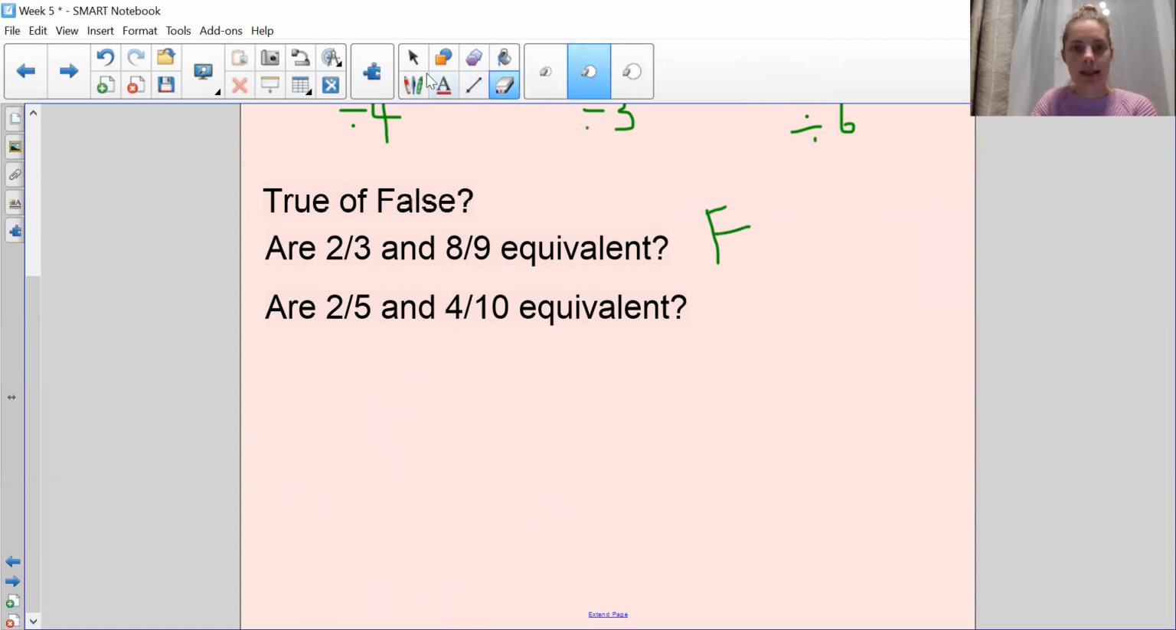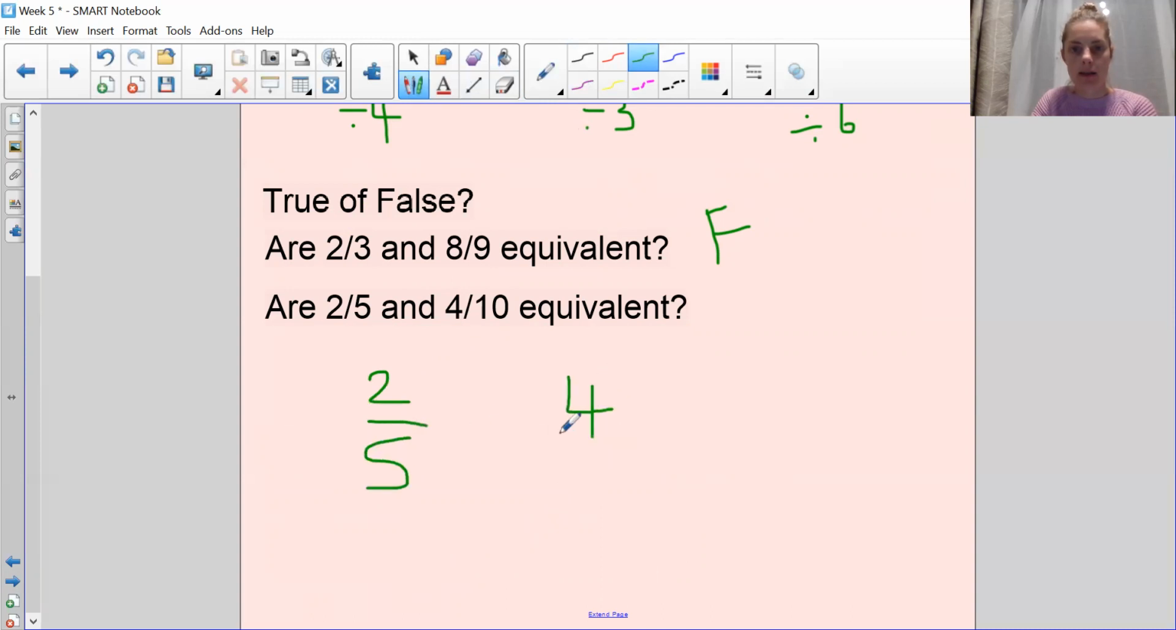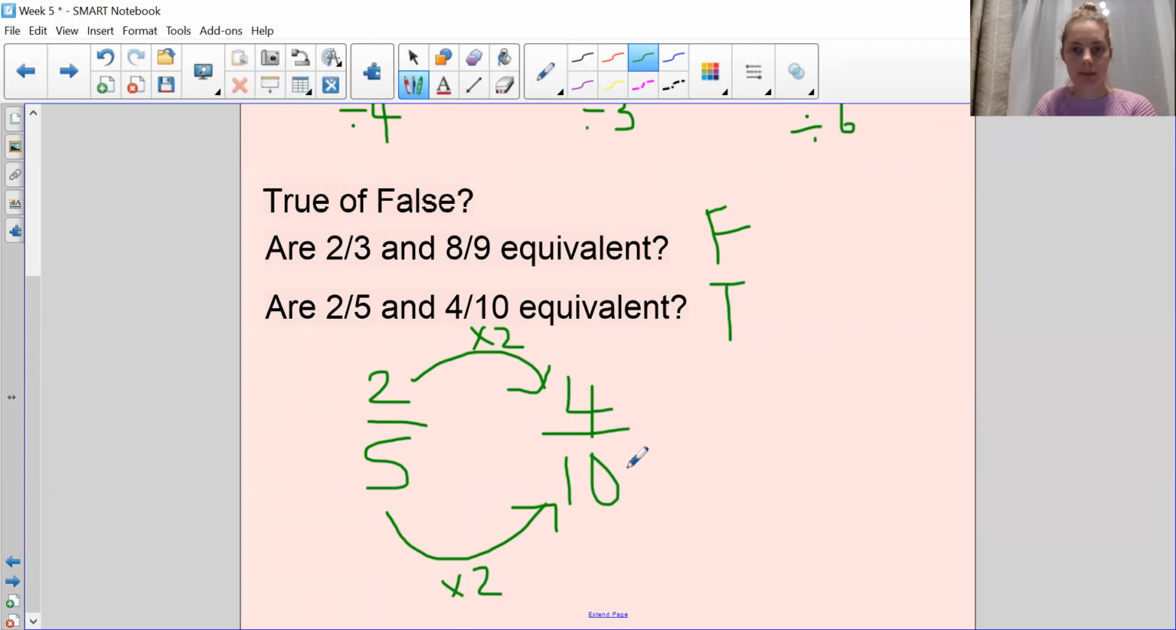And the next one, set it out. 2/5 and 4/10. What I do to 5 to get the 10, I times it by 2. What I do to 2 to get 4, I times it by 2. And now I can see if it's correct. So 5 times 2 is 10, and 2 times 2 is 4. So this is going to be true.